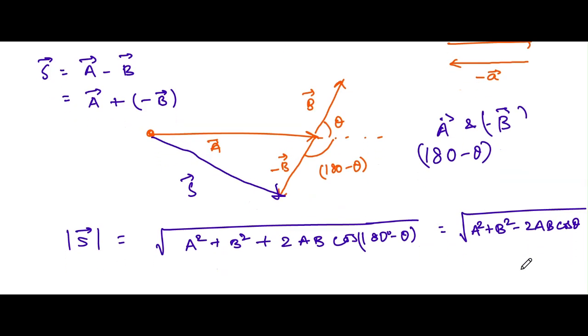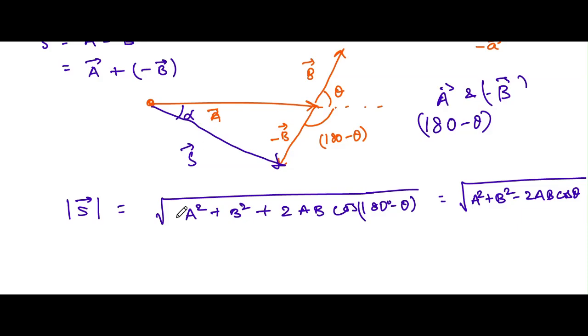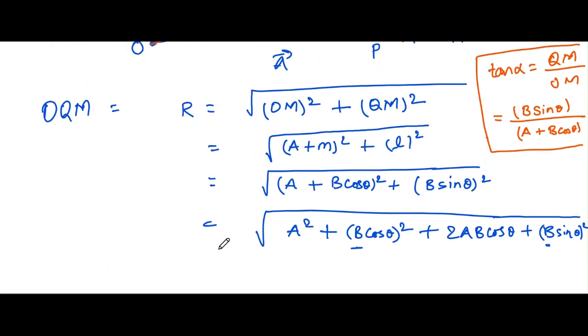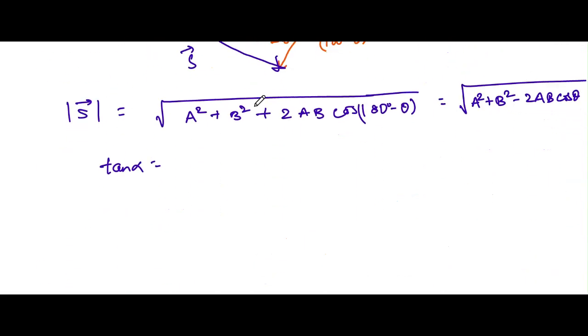In the same way, we can get this angle alpha also here. So tan alpha will be nothing but, as we have done earlier, B sin theta divided by A plus B cos theta. And the only thing we need to do is replace this theta by 180 minus theta. So we will get the result here, and I'm leaving it for you. You can do it easily.